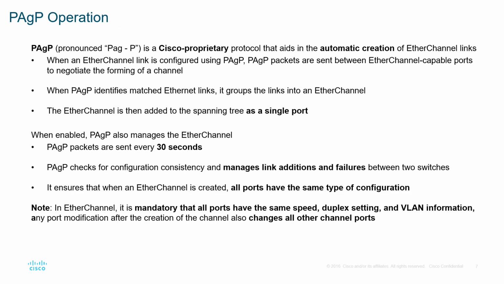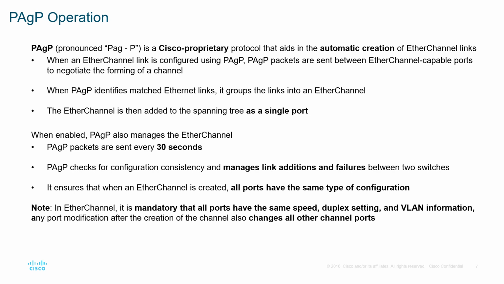So PAgP is a Cisco proprietary protocol again. It aids in the automatic creation of that EtherChannel link. When an EtherChannel link is configured using PAgP, PAgP packets are sent between EtherChannel capable ports to negotiate forming that channel. When PAgP identifies matched Ethernet links, it will group the links together into an EtherChannel. The EtherChannel is then added into the spanning tree as a single port.